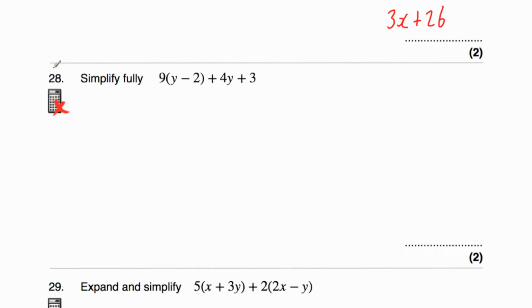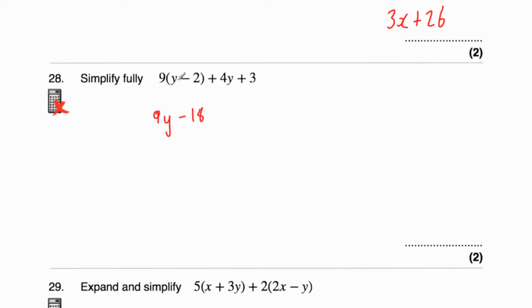Okay, let's have a look at question number 28. Question number 28 says simplify fully, and we've got 9 bracket y minus 2 close brackets plus 4y plus 3. So again, we've got this bracket, so we're going to expand it, so it means we've got 9 lots of y minus 2. So we're going to do 9 times y, which is 9y, and 9 times minus 2 is minus 18.